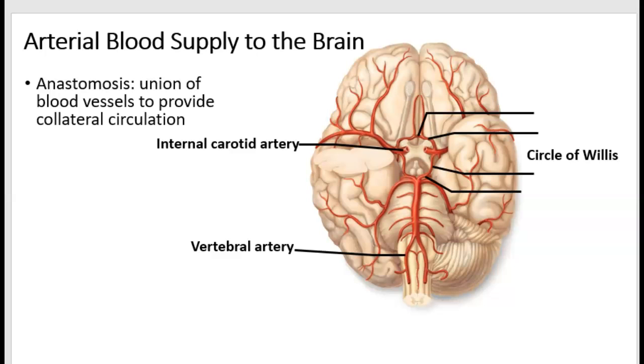At the base of the brain, some communicating branches of these arteries form a circular connection called the circle of Willis. This union of blood vessels is referred to as an anastomosis. The advantage to an anastomosis is to provide collateral circulation to the brain tissue, ensuring that all regions of the brain are supplied by more than one main artery.